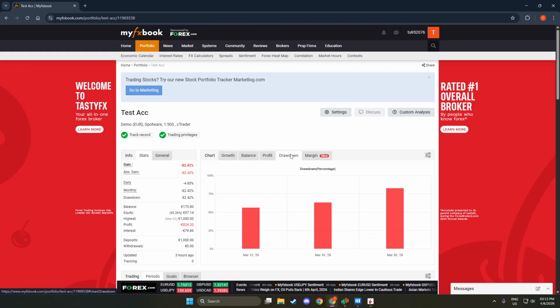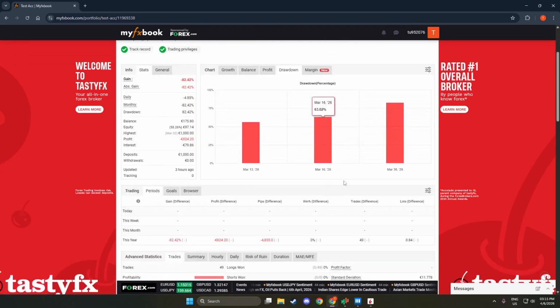There's no universal right number. It should match your tolerance and the style you trade. Remember, the goal isn't to eliminate drawdowns. They're a normal part of trading, but to keep them at a level you can tolerate without abandoning your plan. Sustainable risk keeps you in the game long enough for your edge to work.